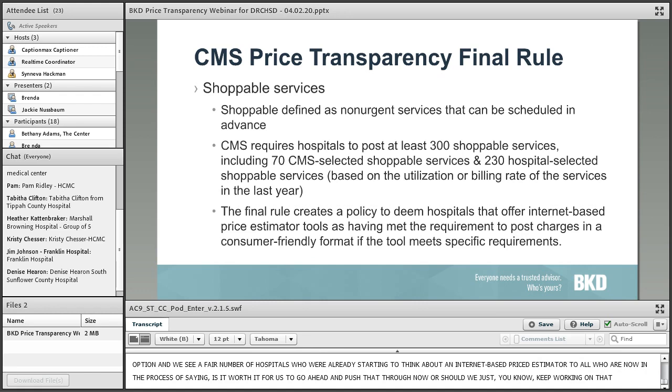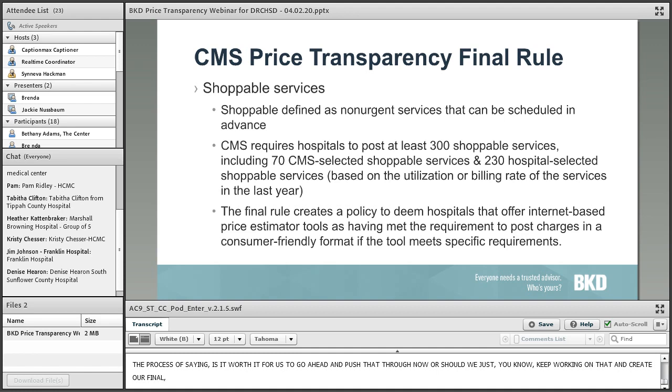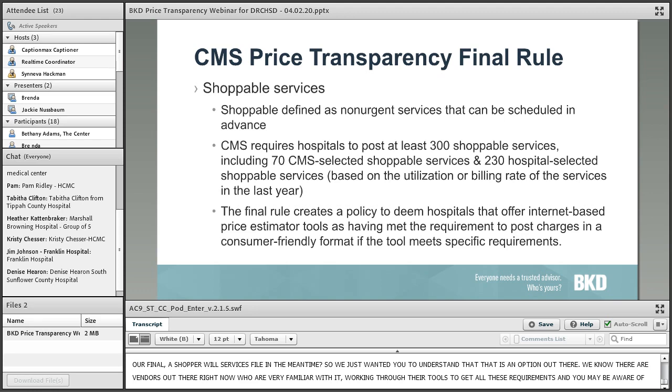We see a fair number of hospitals who were already starting to think about an internet-based price estimator tool, who are now in the process of saying, is it worth it for us to go ahead and push that through now, or should we just keep working on that and create our shoppable services file in the meantime. So just wanted you to understand that that is an option that's out there.